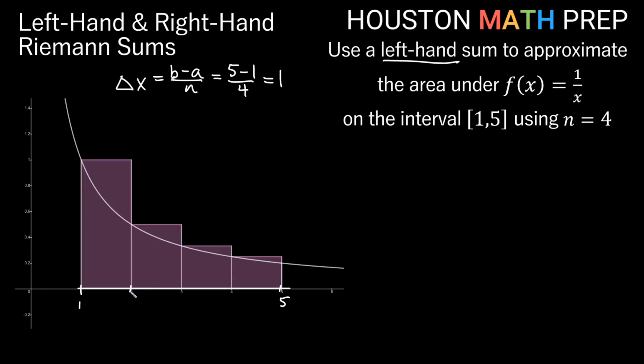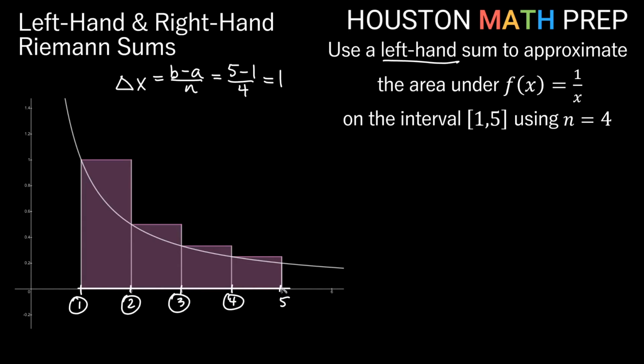So if I count by 1s, the next one is 2, and the next one is 3, and the next one is 4. Now because this is a left-hand sum we're doing, we're going to look at each subinterval and use the x value on the left of each rectangle, right? So this interval from 1 to 2, 1 is on the left side. From 2 to 3, 2 is on the left side. From 3 to 4, 3 is on the left side. And from 4 to 5, 4 is on the left side.